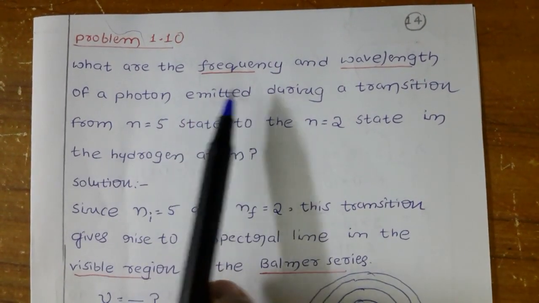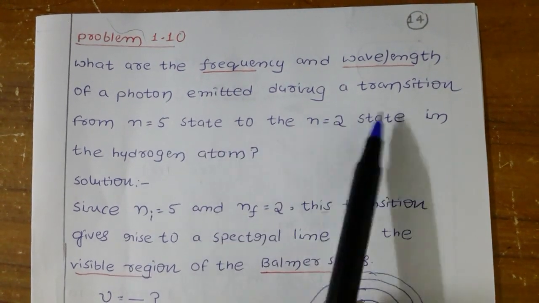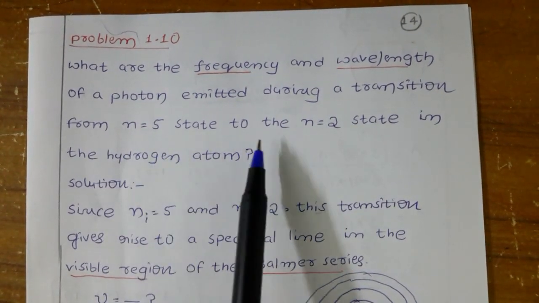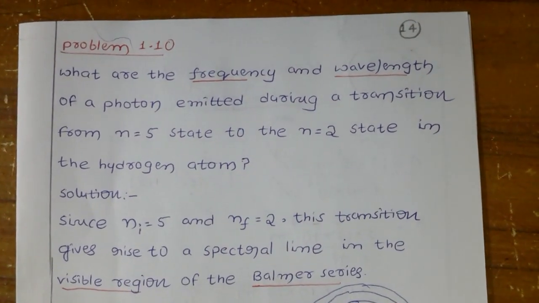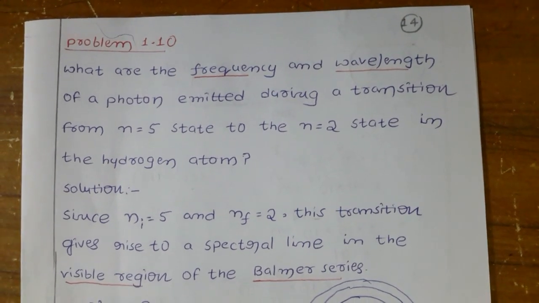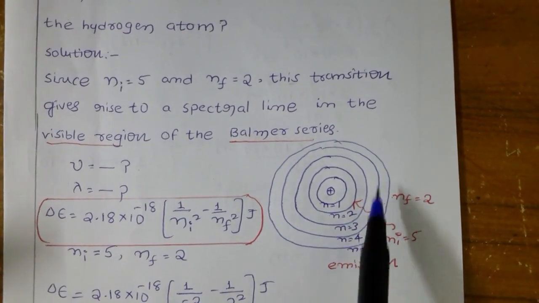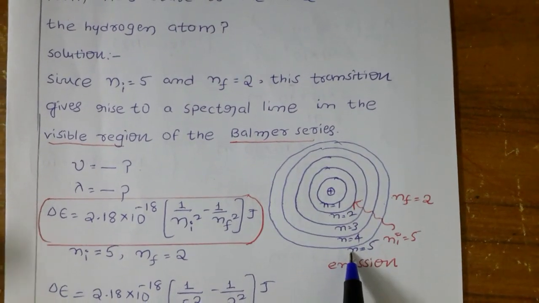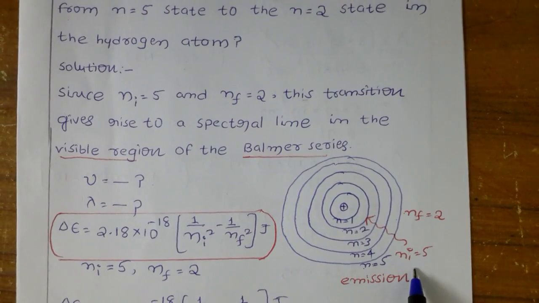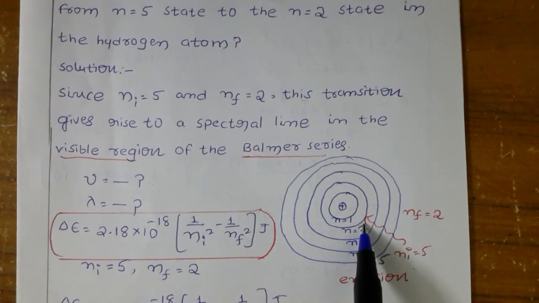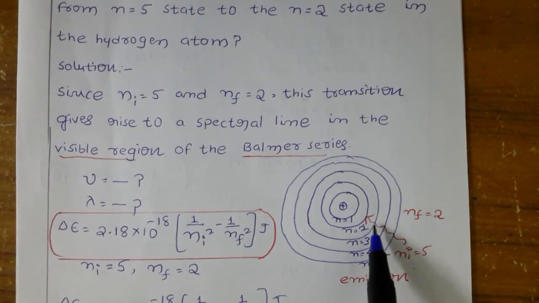Question: what are the frequency and wavelength of a photon emitted during a transition from n equal to 5 state to the n equal to 2 state in the hydrogen atom? Okay, now first let us understand the question clearly. Here we have the hydrogen atom. Transition means the electron jumped from n equal to 5 to n equal to 2. So the initial is n i equal to 5, the fifth orbit, jumping to the second orbit.